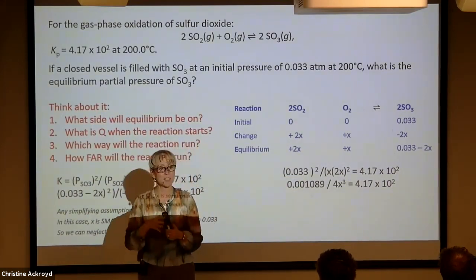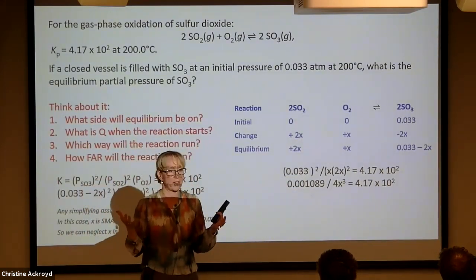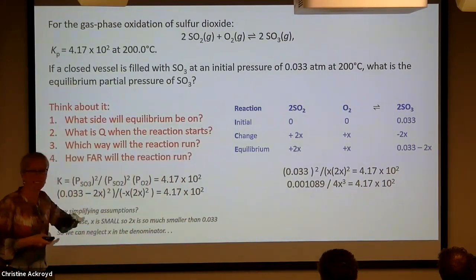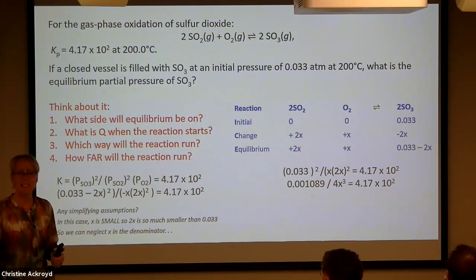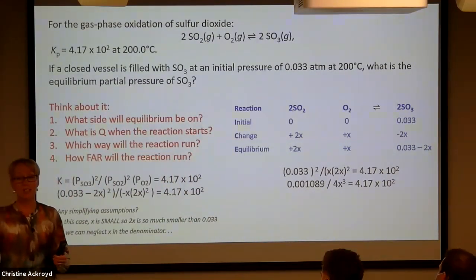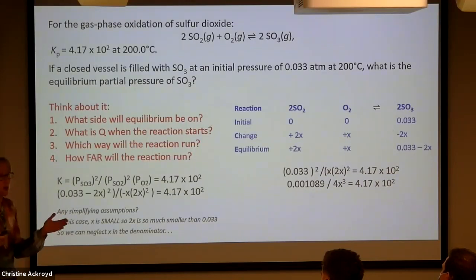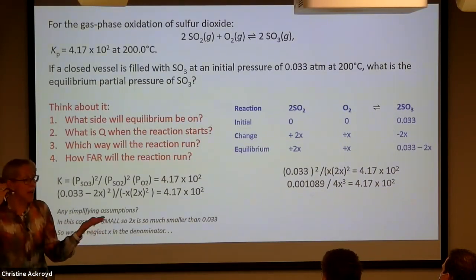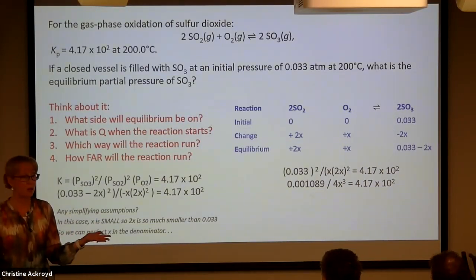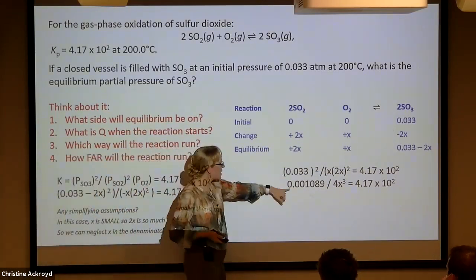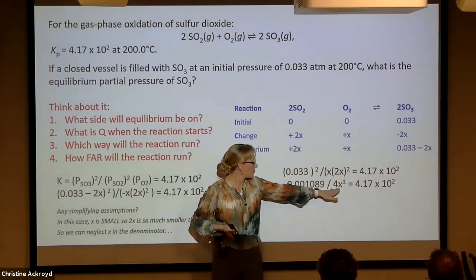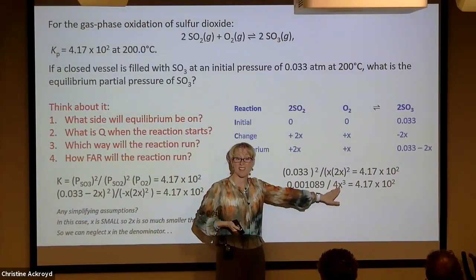Now, in the past, we've talked about neglecting x in the denominator. Is this the denominator? It's the numerator. How come we can do this? The point of neglecting x is that you neglect it when you're adding it to or subtracting it from another number. When x is so much smaller than the number you're adding it to or subtracting it from that it makes no difference, then we can leave it out. When we do this, we just have a cubic expression. Can we solve this?